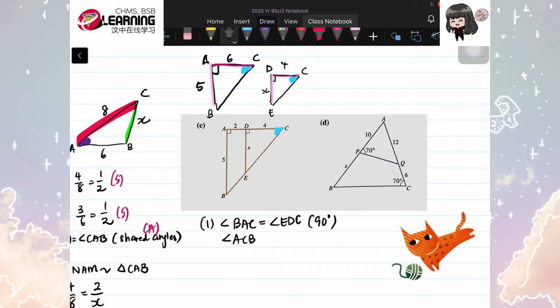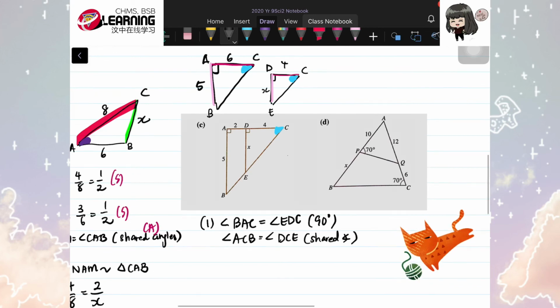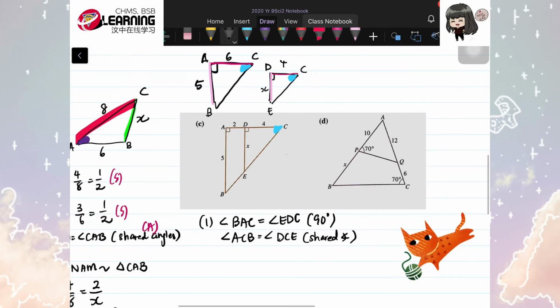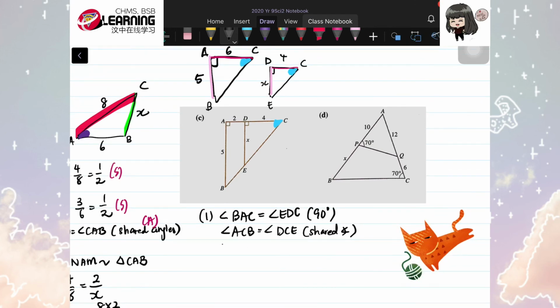Okay, the second one, the blue one. Angle ACB is equal to angle DCE, and because they are shared or common, you can write shared or common. So it's shared angles. And the third one, if two pairs are the same, then the third one is confirmed the same.